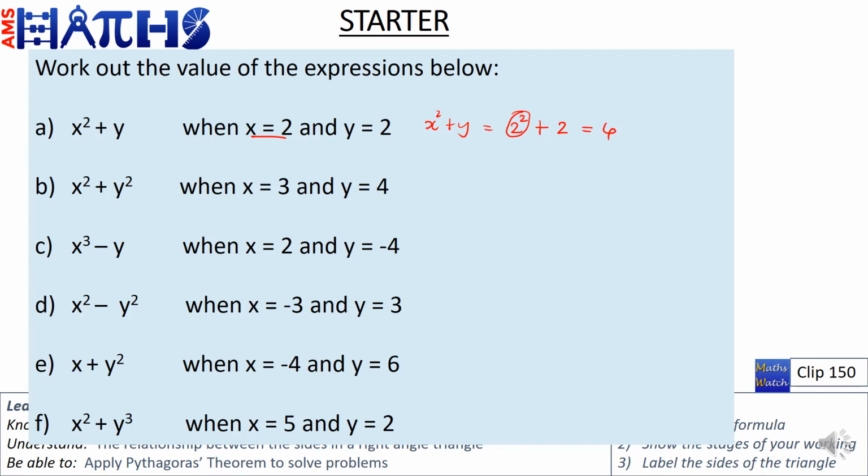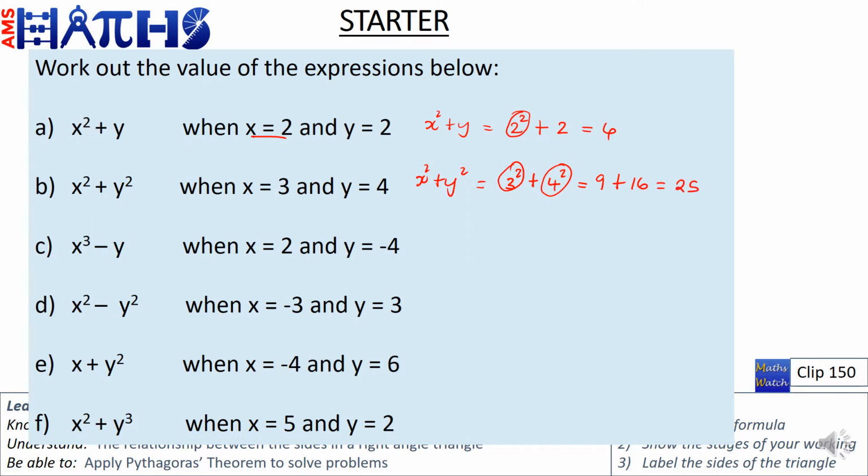Next question, we need to work out x squared plus y squared. So we need to do 3 squared because x is 3, and then we're going to add 4 squared because y is 4, and then we'll work out 3 squared is 9 and 4 squared is 16, so we add those two together to get 25.